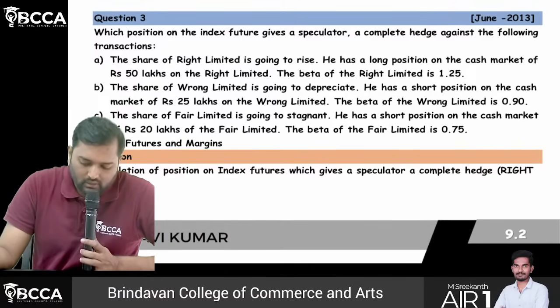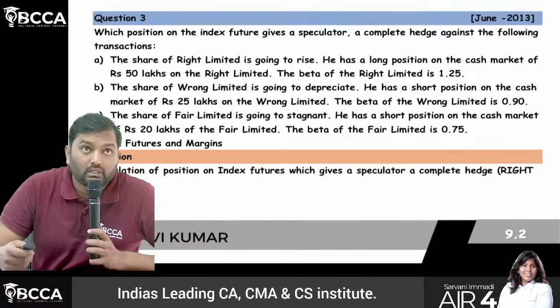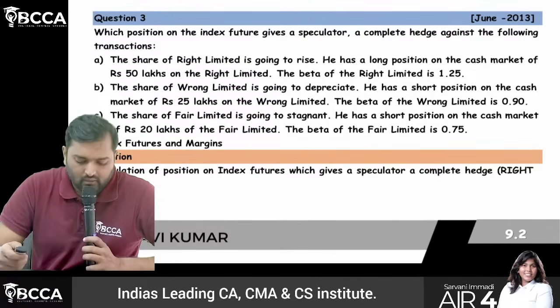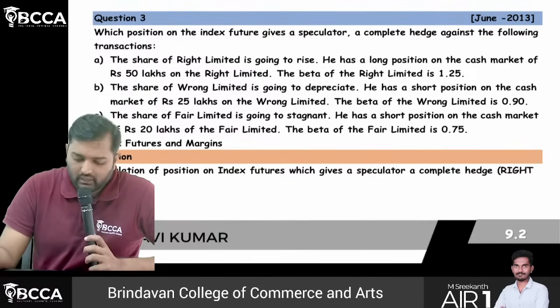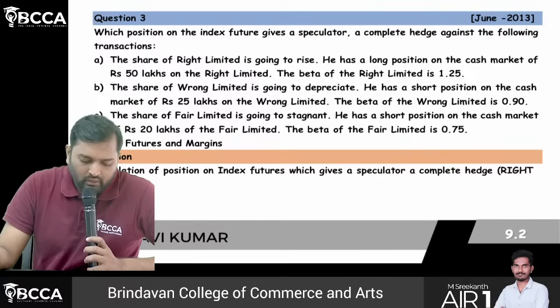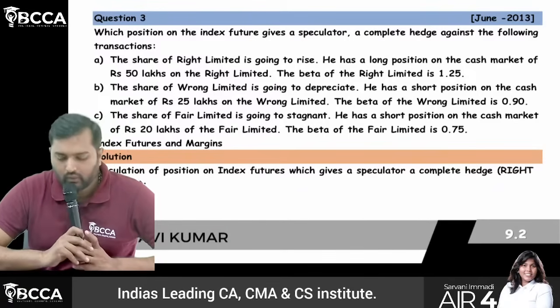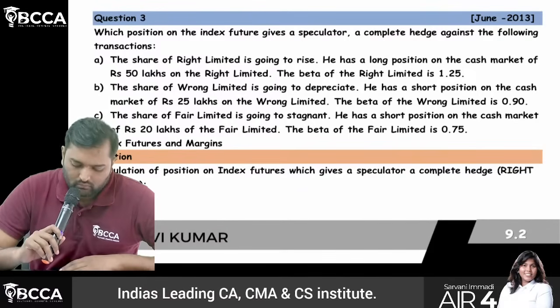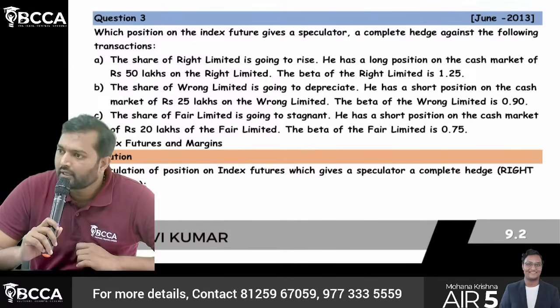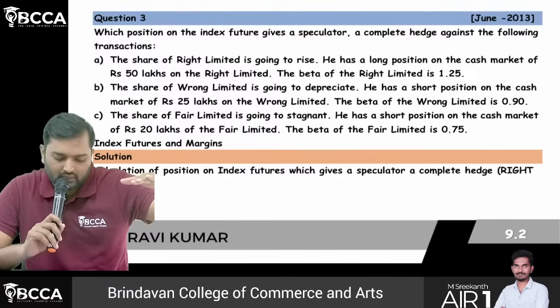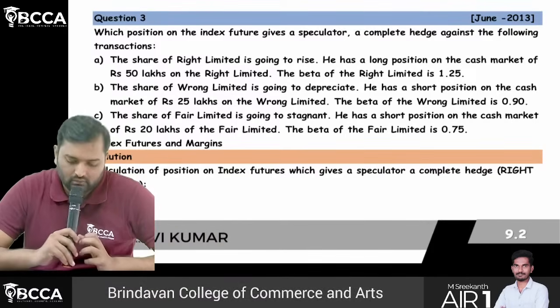He has a long position on the cash market of rupees 50 lakhs on Right Limited. The beta of Right Limited is 1.25. So we already have a long position in the cash market; we already purchased 50 lakhs worth of shares in Right Limited.